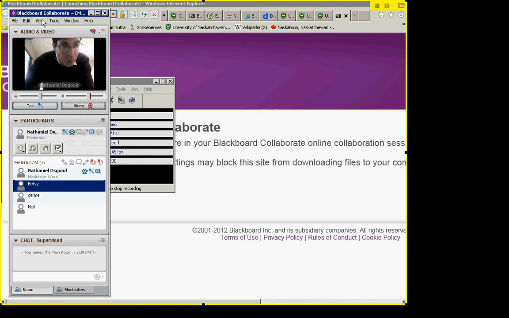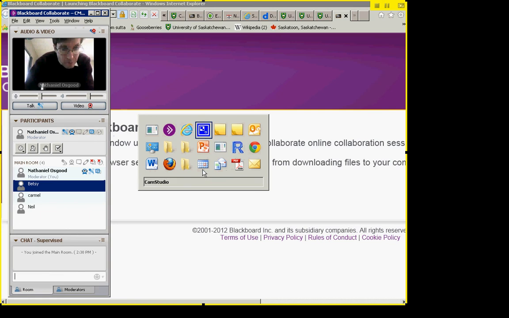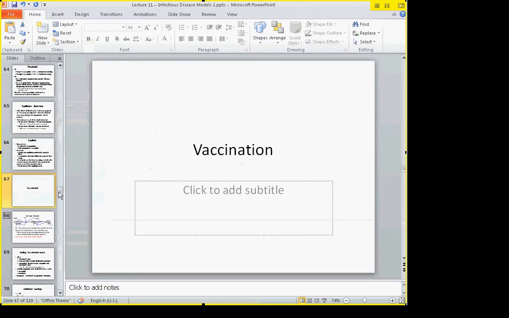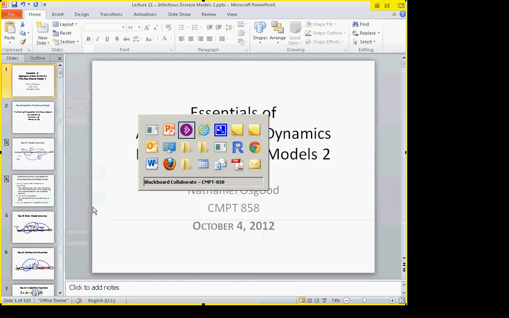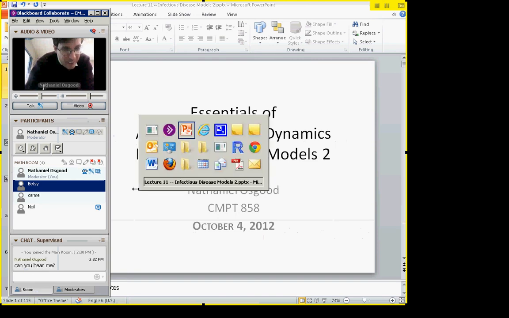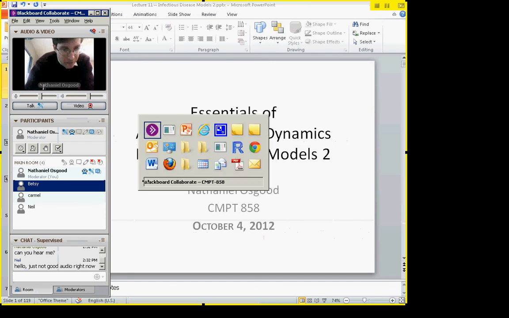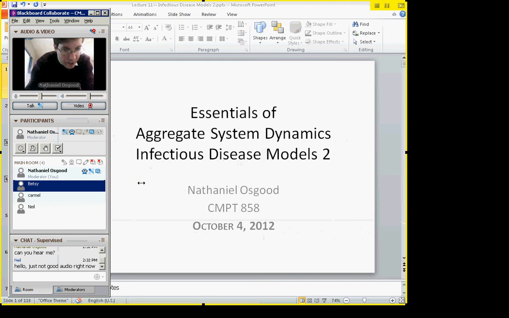Just going to start this up. Can you folks remotely see my screen here? I'm going to switch over to the slideshow. Can you hear me at all? Hello? Can anyone hear me? Maybe not. Oh, I see. Okay.